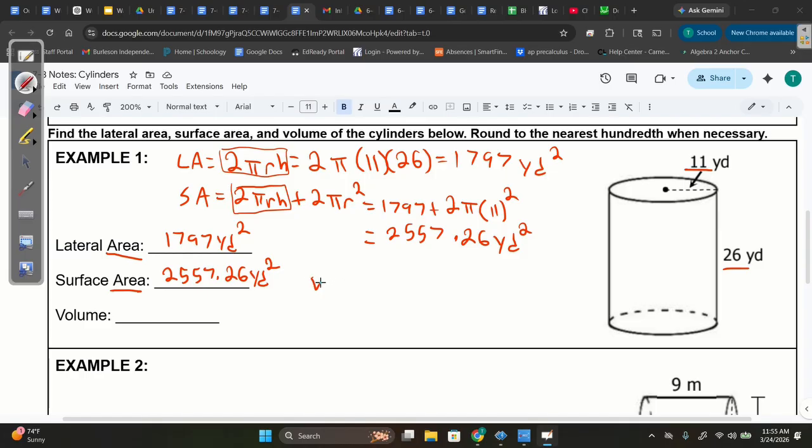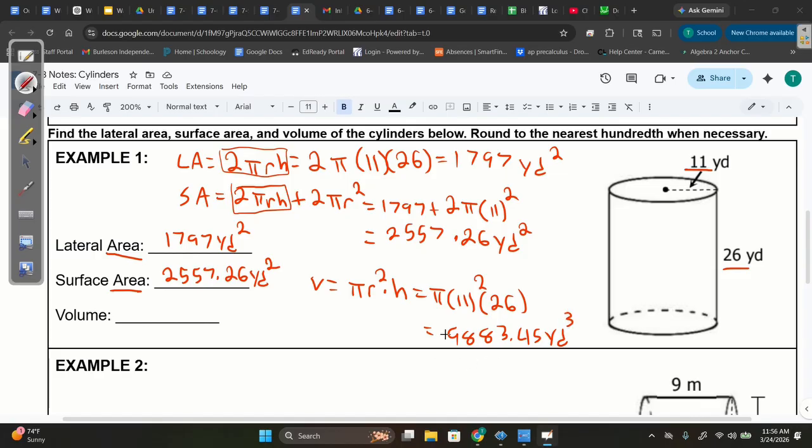Last but not least, volume is pi r squared times the height. Well, we know r is 11. We know the height is 26. When I plug this all in, I end up getting 9,883.45 yards. And this time, instead of squared, we're cubed because we're finding the volume.